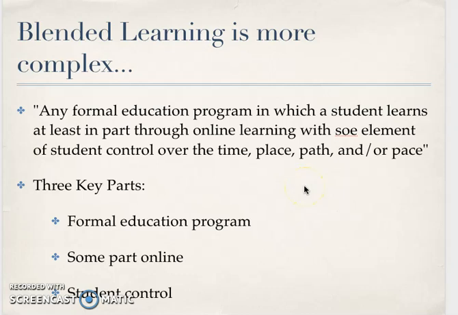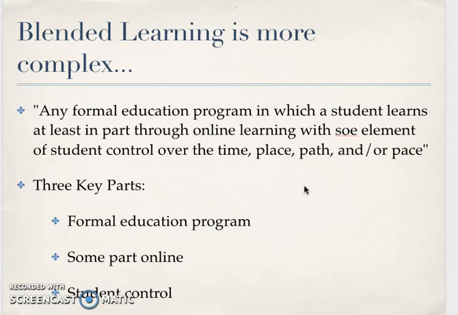Blended learning is a little more complex. So we have the formal definition there: a formal education program in which a student learns at least in part through online programs, and with some element of student control over time, place, path, and/or pace. But the three key parts to blended learning are, first, that it is a formal education program. It's not just spur of the moment, it's not something you bought at the store, it's an actual formal program through a school or university, etc.